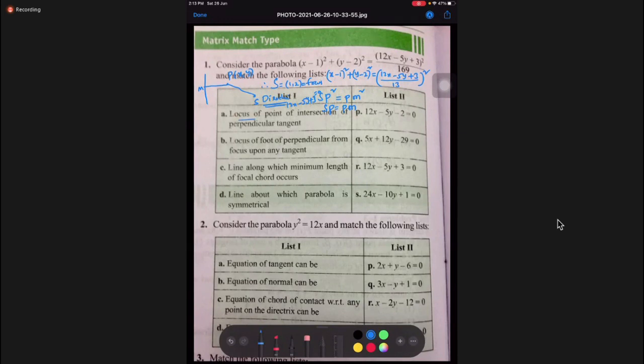Now, what is the locus of the point of intersection of perpendicular tangents, students? Directrix. So what is the directrix? This is your 12x minus 5y plus 3, the answer, right? Okay.